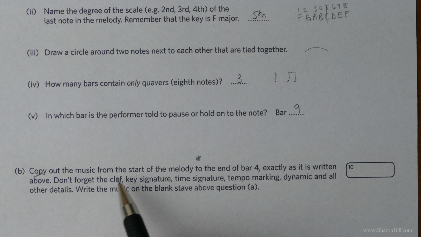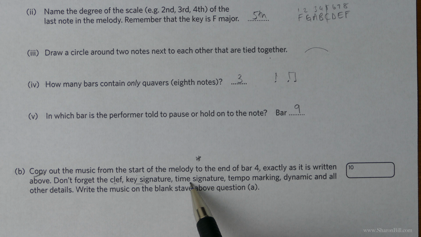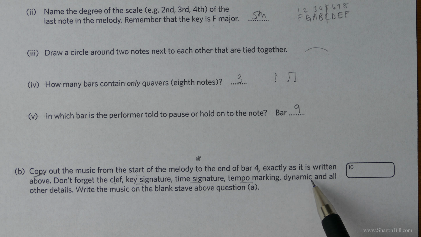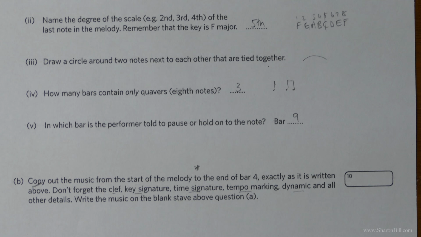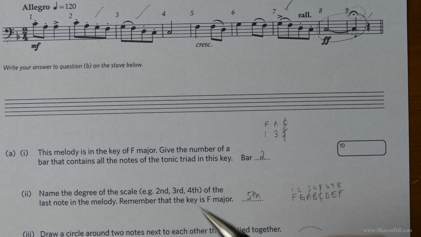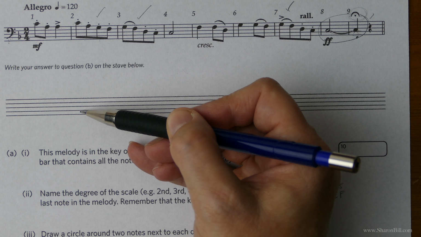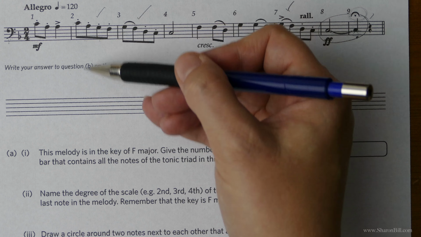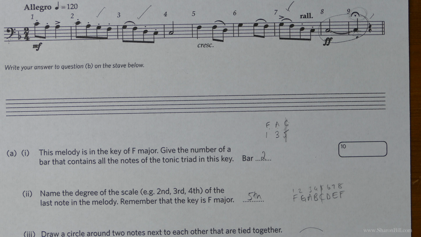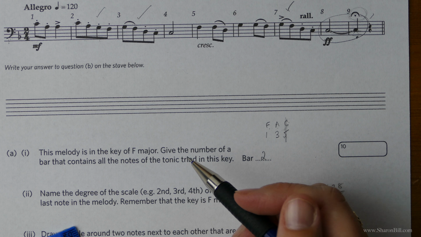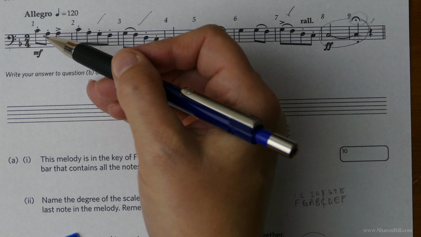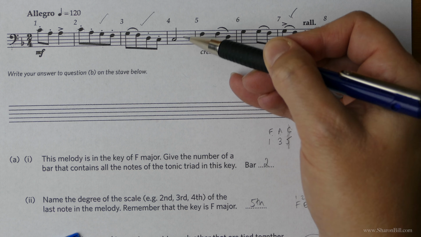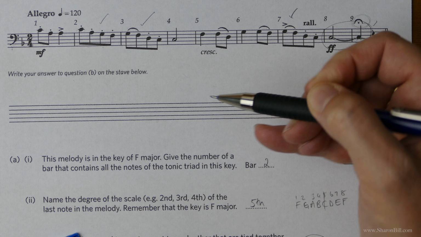They even give us a list. We need to include clef, key signature, time signature, tempo marking, dynamics, and all other details. So basically, whatever you see, copy it. They helpfully put the stave here so that we can directly see where we're going. And when you're copying from the beginning, that's super helpful because we can just keep everything aligned with their example so we don't get lost.